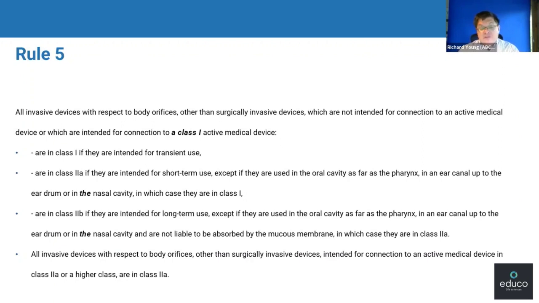All invasive devices with respect to body orifices other than surgically invasive devices intended for connection to active devices are class 2A, basically. That's the caveat. There's always a caveat at the end just to sweep up all the things they didn't think of when they put the rules together.